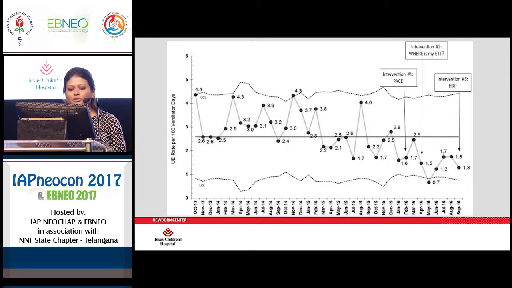So these are the UE rates, the results. As you can see, I don't know if you can see this well, in the beginning, it starts with October 2013 and it ends with September 2016. So the initial phases in 2014 and 15 is when the team was formed, but there was no interventions and no rigorous data evaluation. But as you can see, by the time that the intervention 1, 2, and 3 were implemented, we seem to be below the mean.